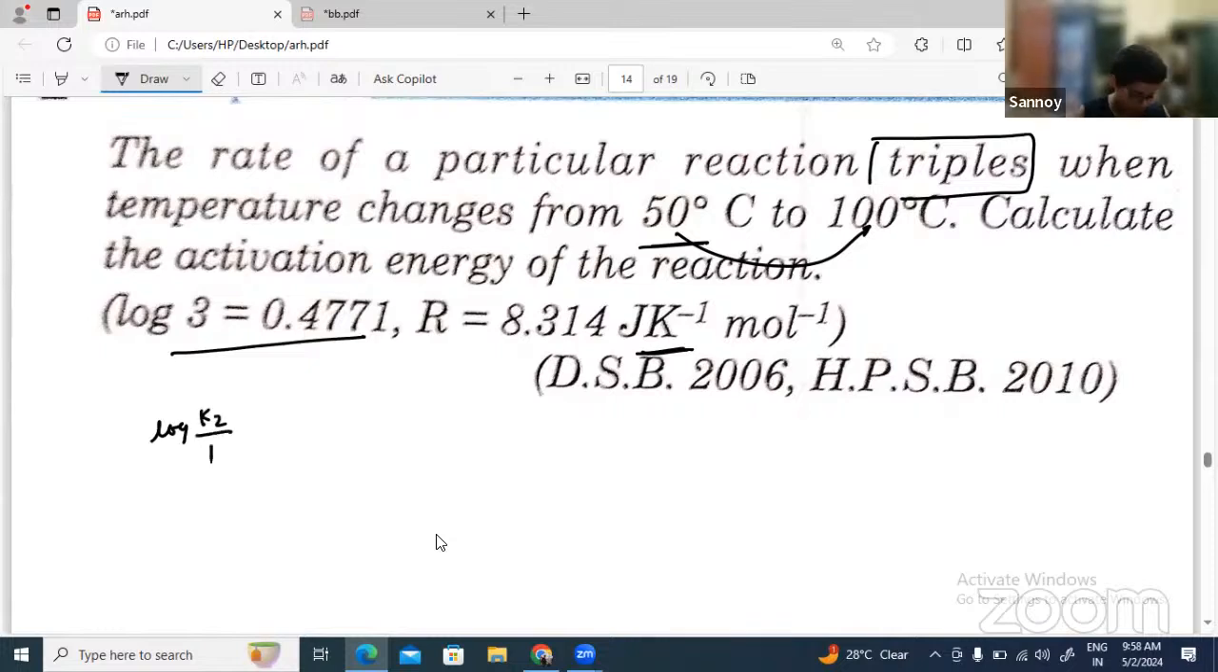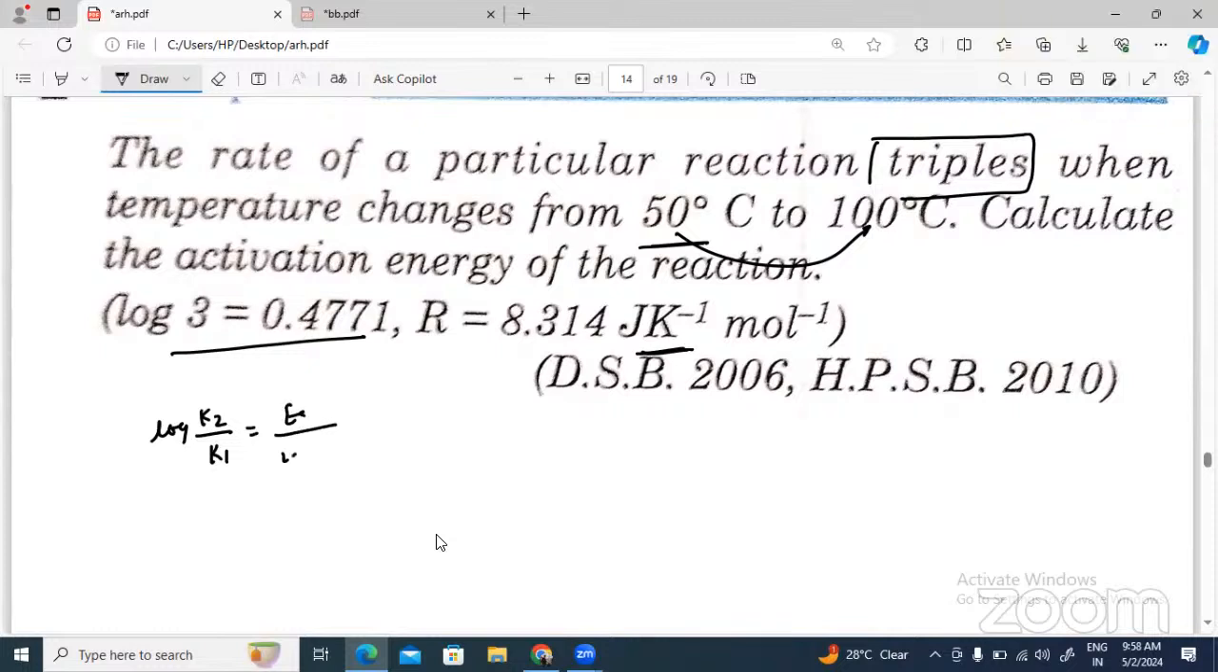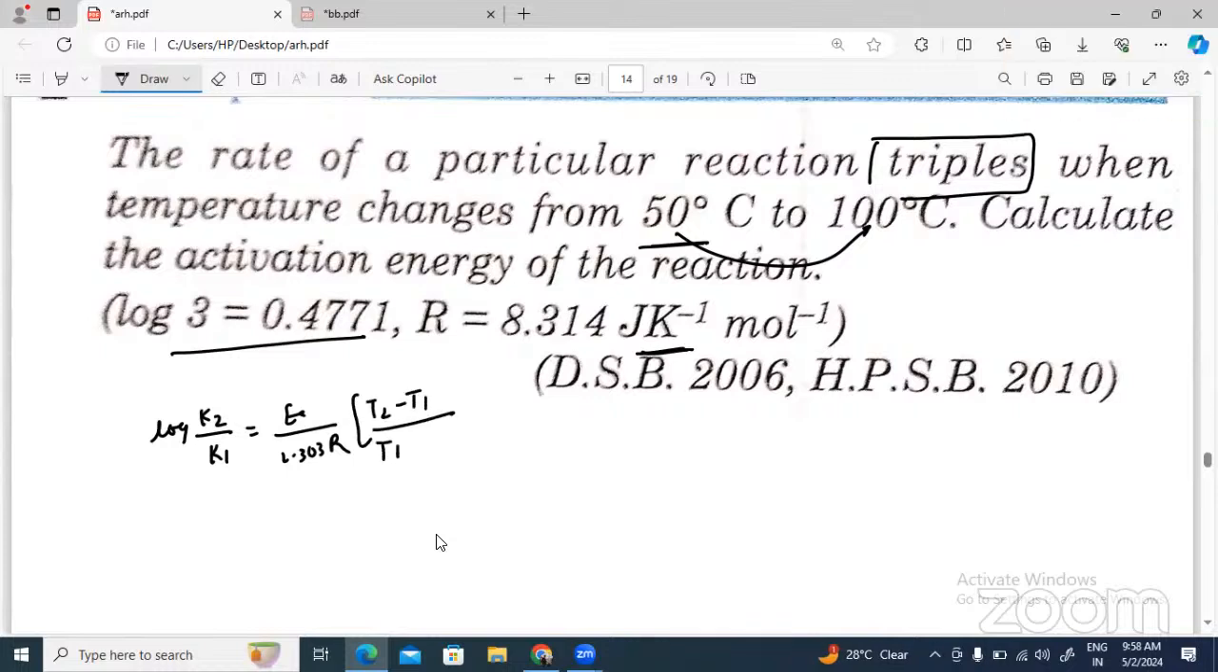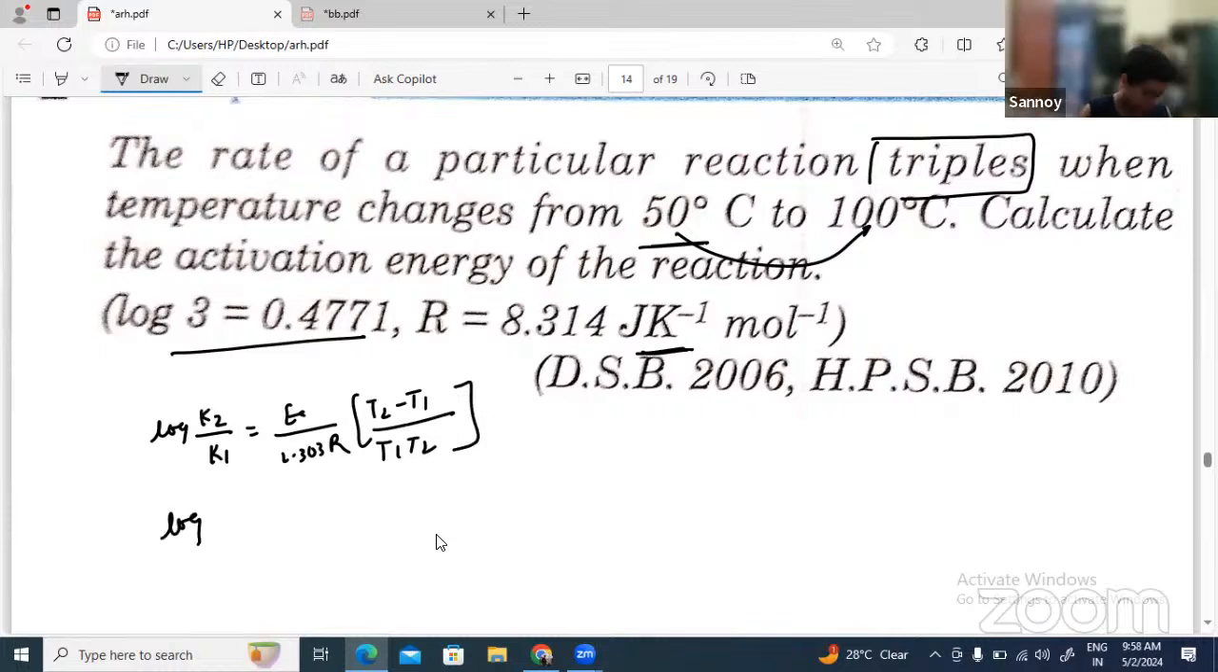Log K2 by K1 equal to Ea by 2.303 R, into T2 minus T1 by T1 T2.